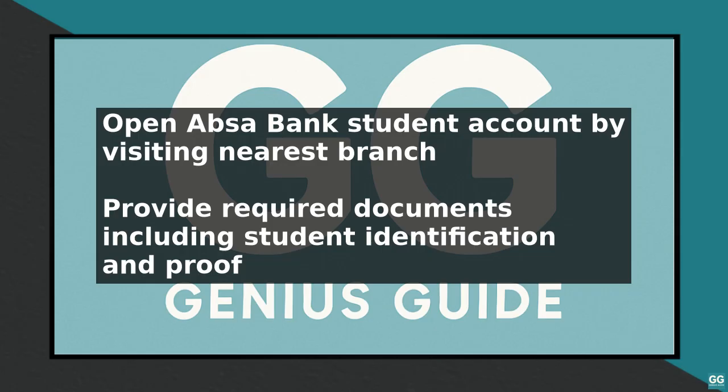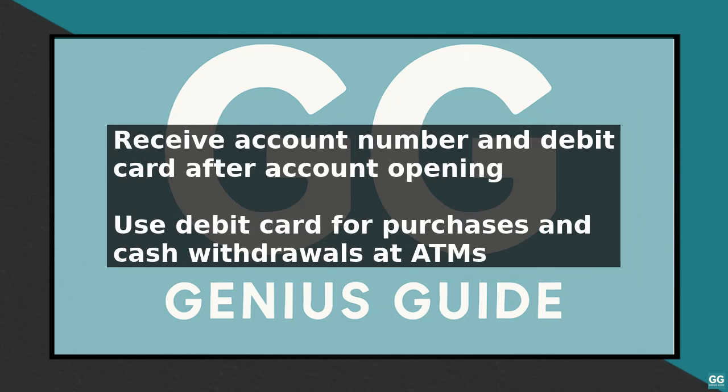The debit card can be used to make purchases, withdraw cash, and check your account balance at any Absa Bank ATM. To manage your account, you can use the Absa Bank mobile banking app, which allows you to view your account balance, transfer funds, and pay bills. You can download the app from the App Store on your mobile device and follow the prompts to register.